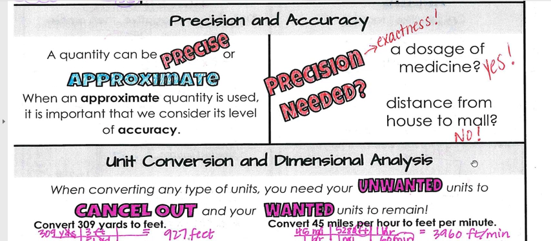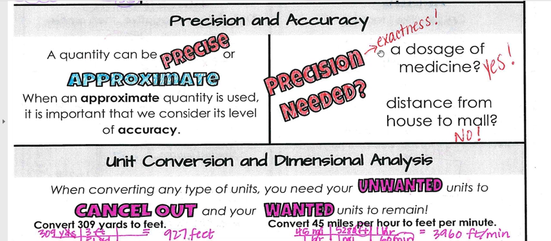Okay, so moving along with some more Unit 1 topics, we have precision and accuracy. So a quantity can be precise or approximate. Okay, so when an approximate quantity is used, it's important that we consider its level of accuracy. So here's some examples over here.